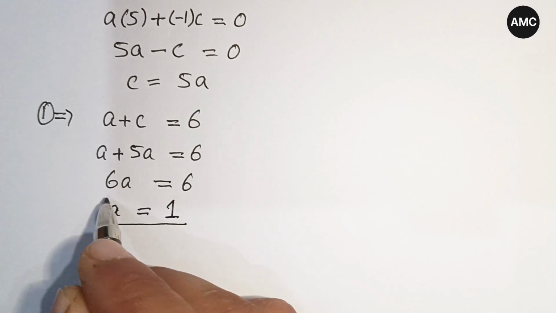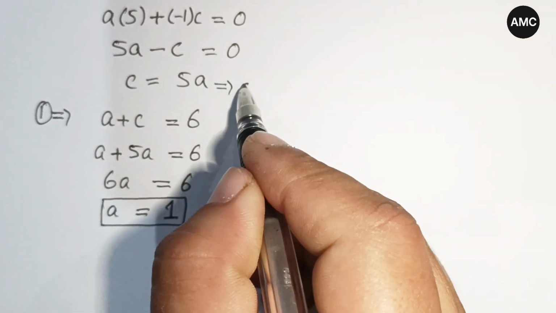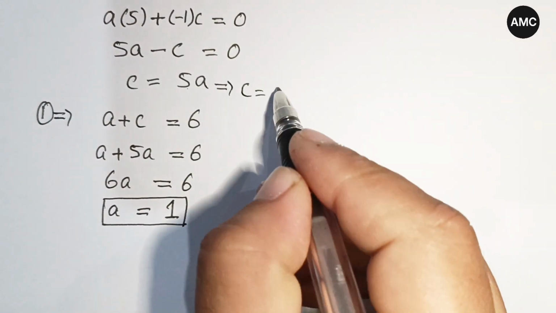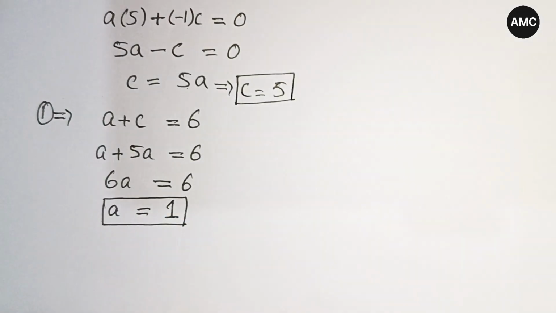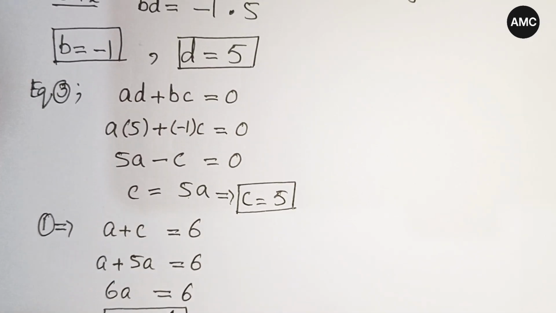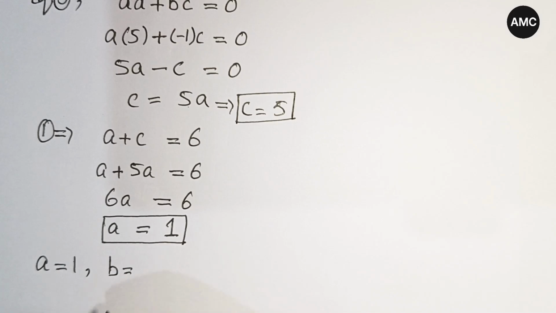So if a is equal to 1, then putting this value of a here, we get c is equal to 5 times 1, which is 5. So we get c is equal to 5. Now we have a is equal to 1, b is equal to minus 1, c is equal to 5, and d is equal to 5. So c is 5 and d is also equal to 5.